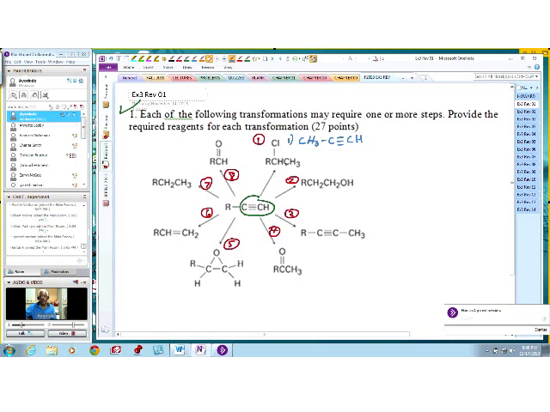We also know that to make this kind of organohalide, we could use an alkene. So the first thing we need to do here is to transform the carbon-carbon triple bond to a carbon-carbon double bond. So what reagent do we need to do that? To go from a carbon-carbon triple bond to a carbon-carbon double bond, what reagent do we need?